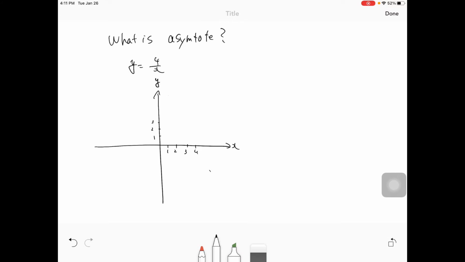Let me sketch it. How you sketch it is simply to find the points of this function. When you plug in 1, you get 4, when you plug in 2, you get 2, and 4 gives 1. So the graph is going to be like this. And also here. Okay, this is the graph of y equals 4 over x.